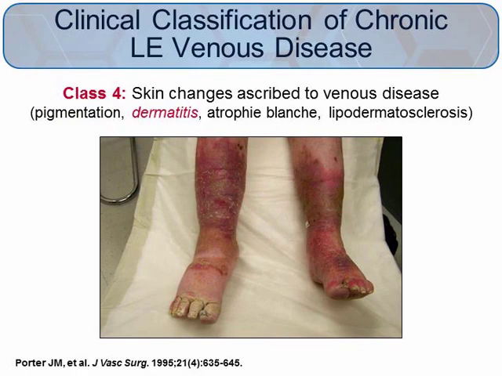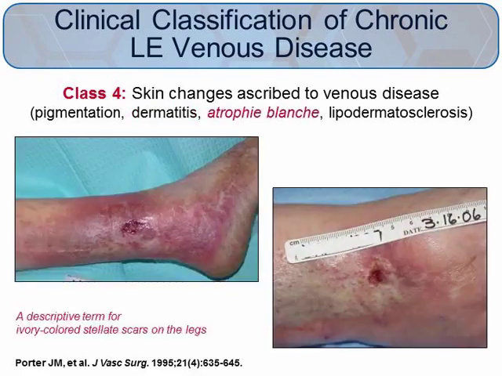There may be dermatitis, and this is also called stasis dermatitis. And this can be a rash, maculopapular rash, with itching and flaking skin. Remember that chronic venous insufficiency is an inflammatory condition, and so it's very common to have dermatitis in these patients. You may see atrophie blanche, which is a descriptive term for ivory-colored stellate scars on the legs. These wounds tend to be very painful, and they tend to be resistant to healing as the tissue is very atrophic.